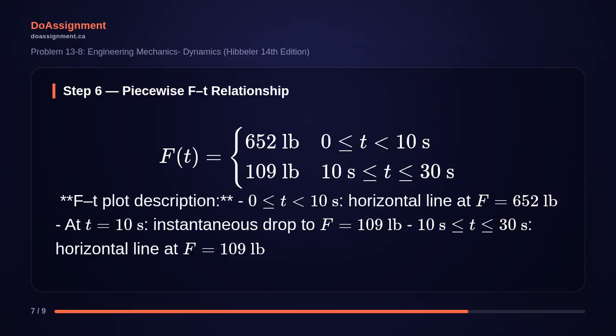Combining both results, the traction force equals 652 pounds for the first 10 seconds, then drops abruptly to about 109 pounds and remains there for the final 20 seconds. Because acceleration is constant within each interval, the force-time graph consists of two horizontal steps connected by a vertical drop at 10 seconds.